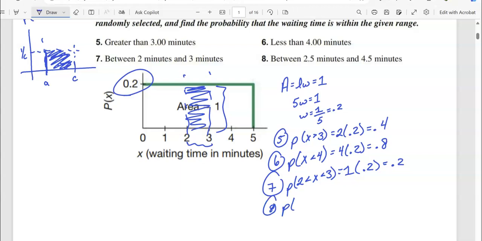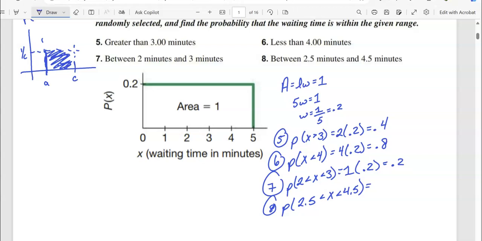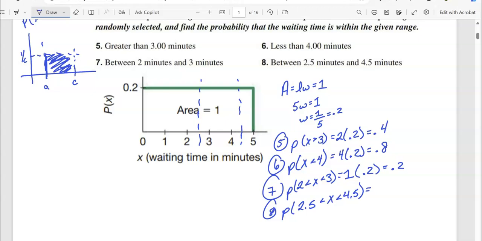And then 8. Finding the probability that we're between 2.5 and 4.5. And again, it's all about that area under the curve. So 2.5 to 4.5. So that width is 2 units wide, and the height is 0.2. So that's going to give us a 0.4 for that area. So that's how we would deal with a continuous uniform distribution.